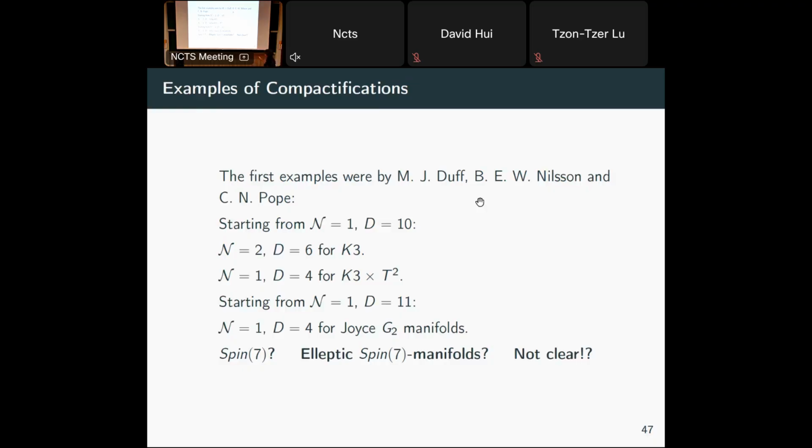However, there are some choices, like they consider elliptic spin 7 manifolds, which means you start with a 6-dimensional Calabi-Yau and you consider a bundle over it where the fibers are complex elliptic curves. However, not much has been done on this. There are conjectures floating around. You start with a 6-dimensional Calabi-Yau, then consider a bundle over it. Yeah.